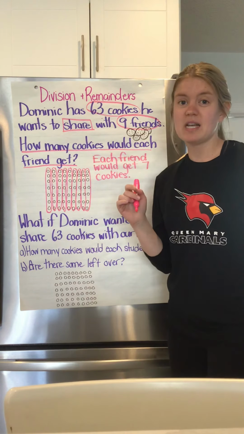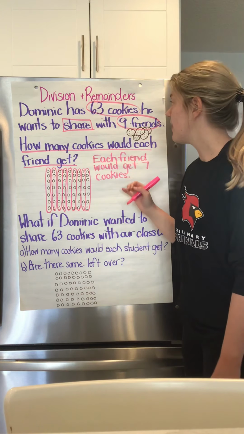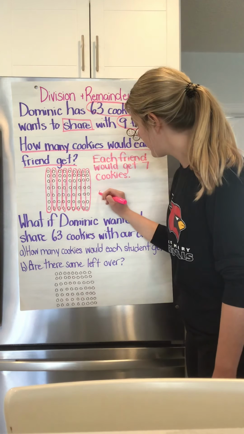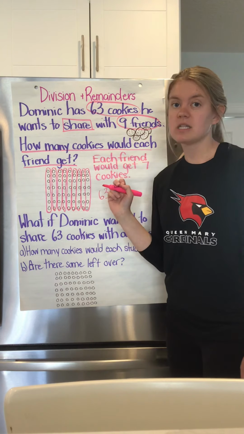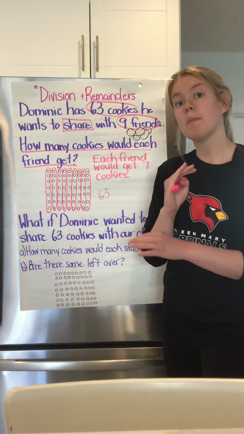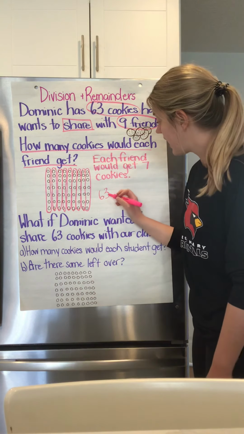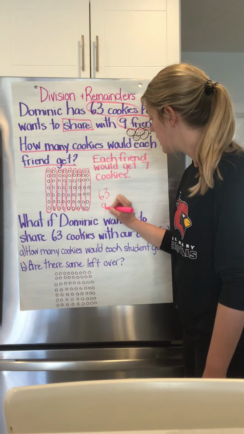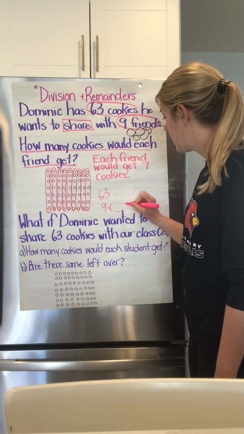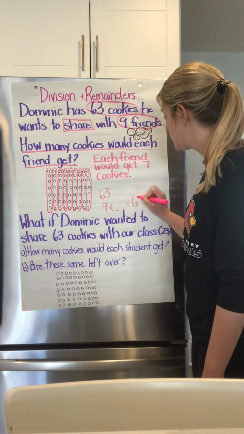Another way that you could do this is you could work in fact families. If you know that you have 63 cookies in total, and you're working backwards, and we've already talked about how division is the opposite of multiplication, you could think, what times 9 is going to give you 63.